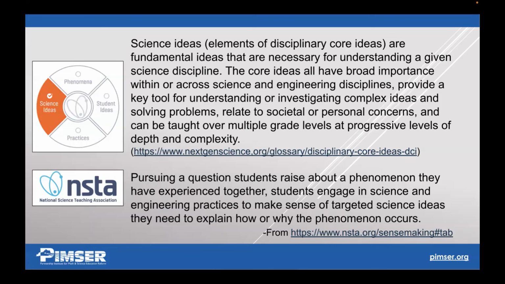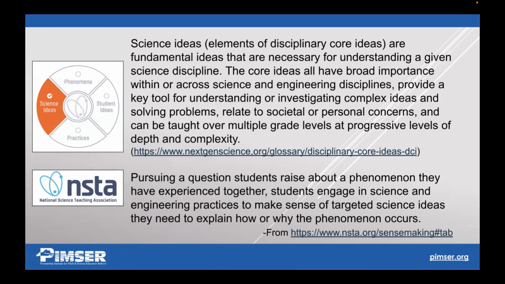So I thought that summed up some of those big ideas that we talked about in the session today. And then really understanding what the standard says, what the core idea is all about, is important for being able to design those sense-making experiences for students. So pursuing a question students raise about a phenomenon they have experienced together, then students are going to engage in science and engineering practices to make sense of targeted science ideas that they need to explain how or why the phenomenon occurs. So all of those components that we looked at for sense-making are just interconnected.